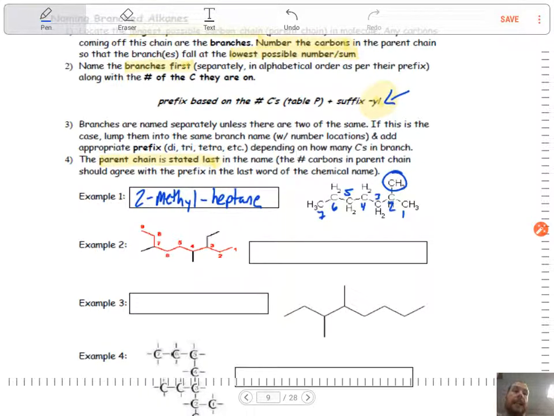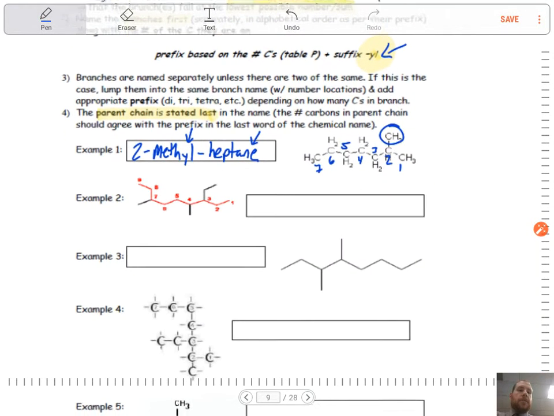2-methylheptane. And guys, again, the biggest thing you have to remember is how to name a branch. I've got to number my carbons first, then go through that, and the branches end in -yl. The main long parent chain ends in ane because these are alkanes, right? They're all single bonds.